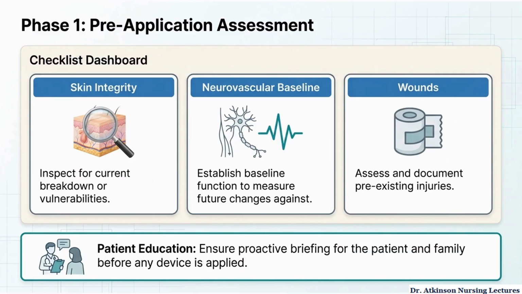Before applying any cast, splint, or brace, complete and document 3 assessments: skin integrity, neurovascular status, and wound condition. Baseline pulses, capillary refill, sensation, and motor function are critical because all future assessments are compared against them. Any wounds or pressure areas must be identified before they are covered by the device. Patient and family education should begin immediately so they recognize warning signs and report complications early.